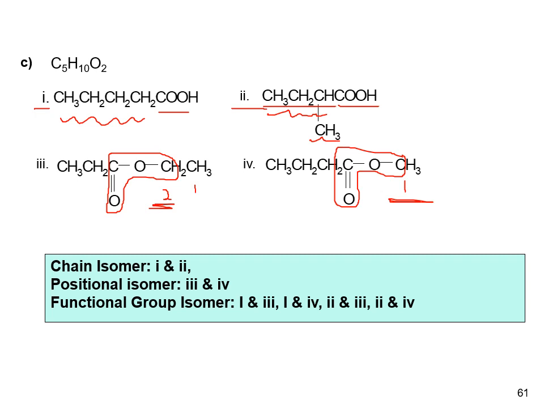And then carboxylic acid and ester are different homologous series or different classes of compound, but they have the same molecular formula. That's why 1, 3, 1, 4, 2, 3, 2, 4, all are functional group isomers. Must always remember, functional group isomer is the structural formula with different homologous series or different class of compound but with the same molecular formula.